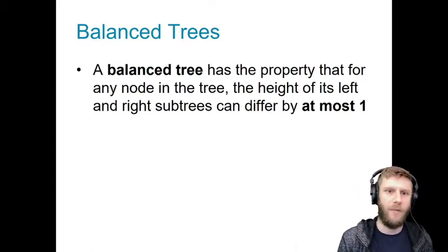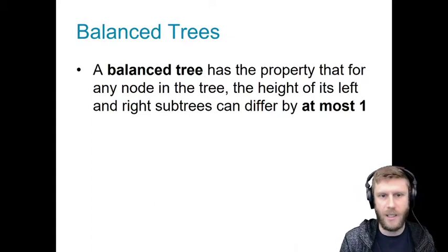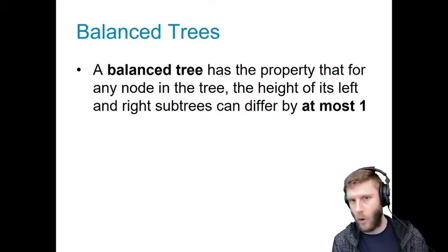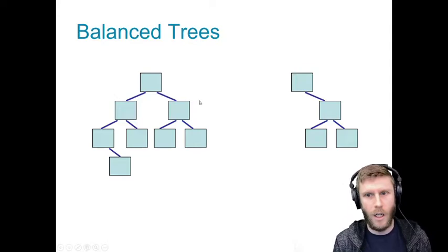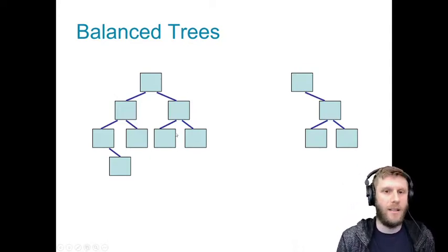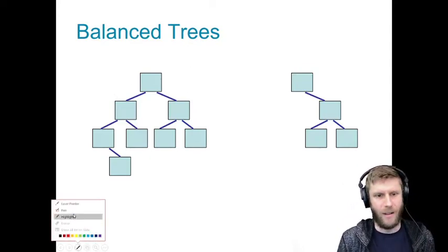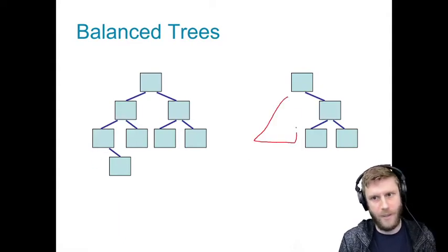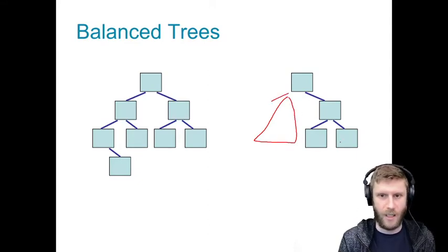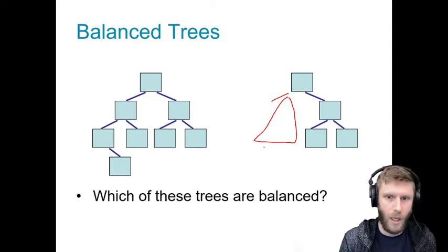has the property that for any node in the tree, the height of its left and right subtrees can differ by no more than 1. And remember that the height of an empty tree is -1. So, this is a balanced subtree. This is a balanced tree, right? Because, well, the distance is no greater than 1. This is not. This is a problematic tree because the left subtree has a difference of 2.